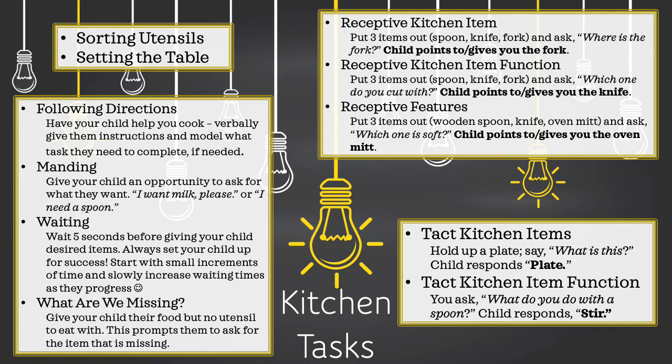And finally, for features, you would put out 3 items with different features. For instance, a wooden spoon, a knife, and an oven mitt. You would ask, "Which one is soft?" And your child would point to or give you the oven mitt.